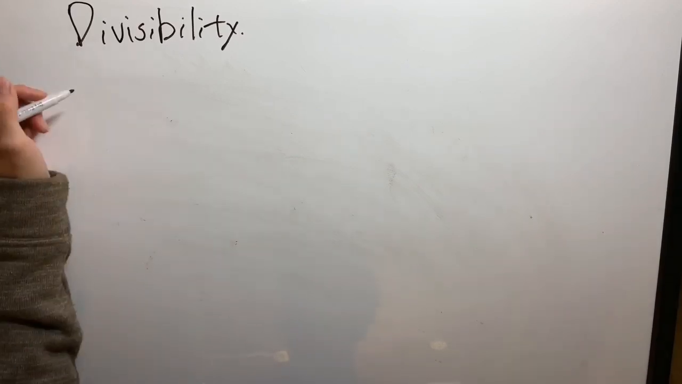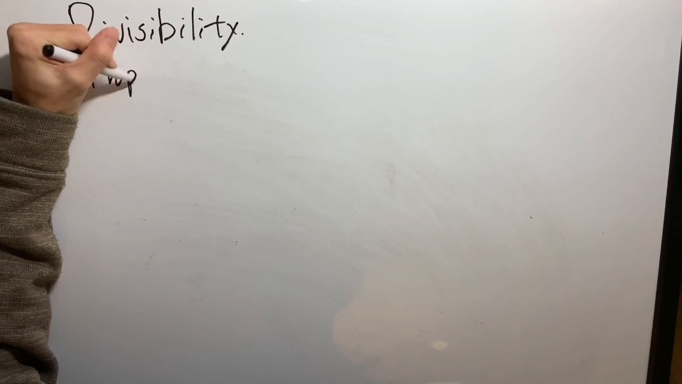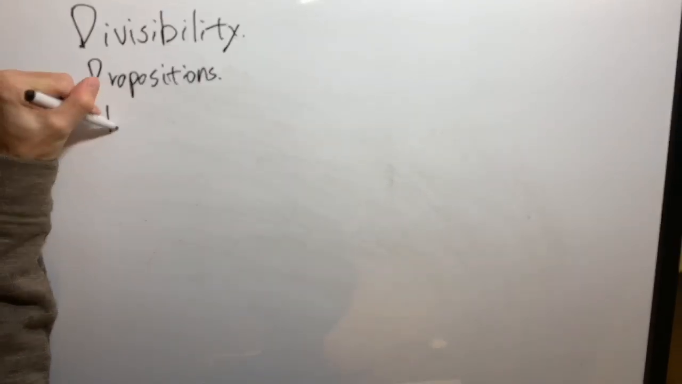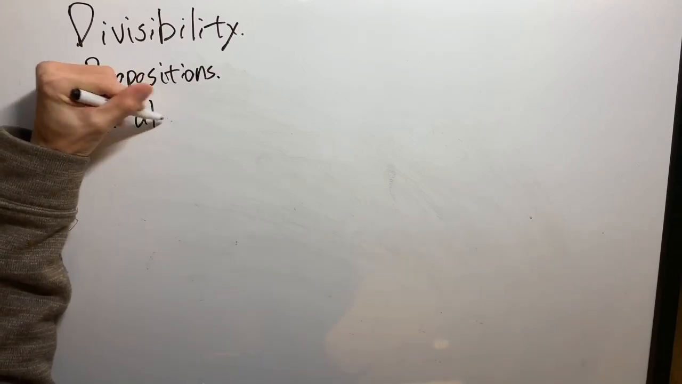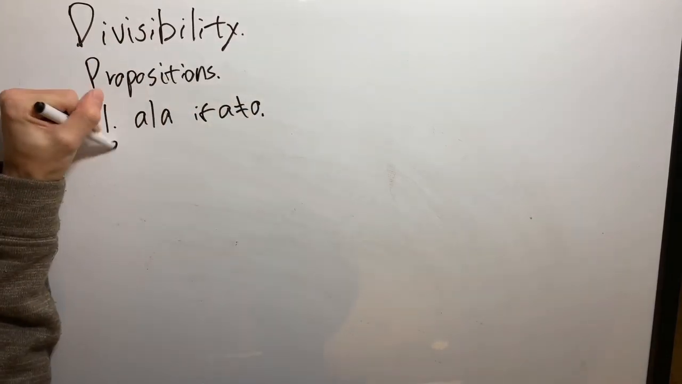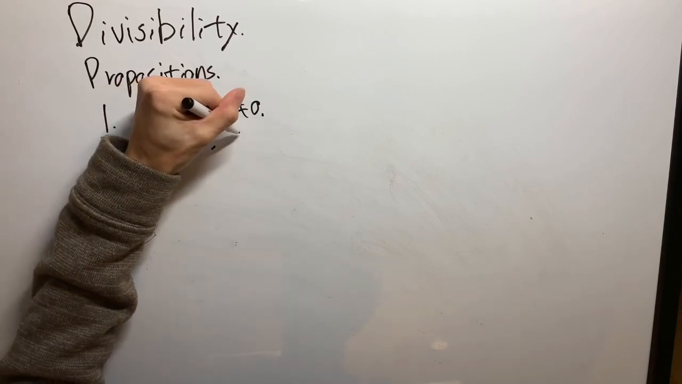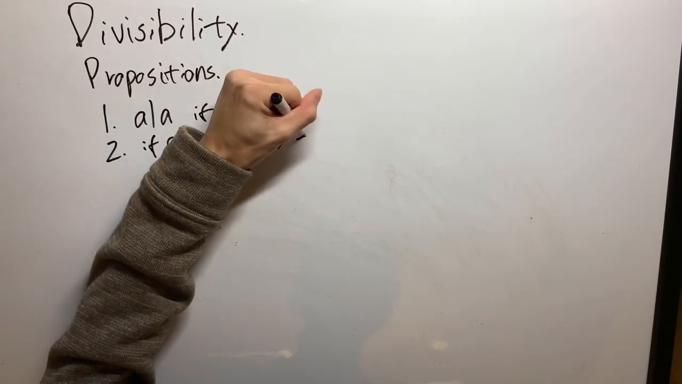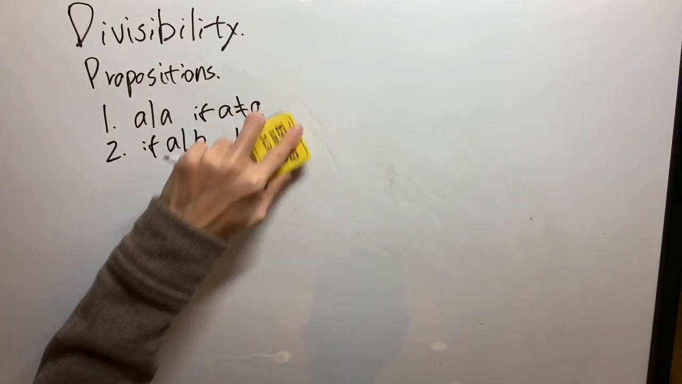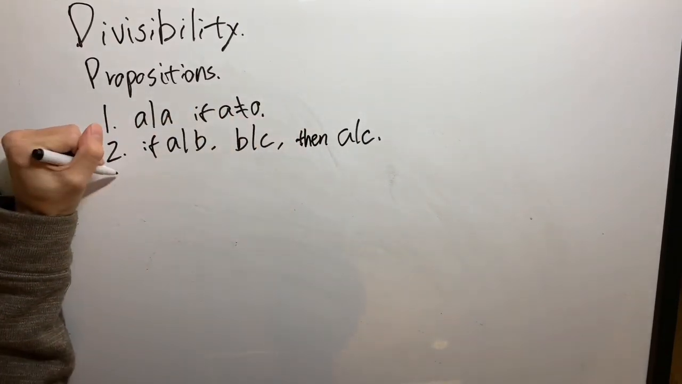So now let's see some common propositions of divisibility. The first proposition is that a divides a if a does not equal 0. The second one is if a divides b and b divides c, then a divides c.